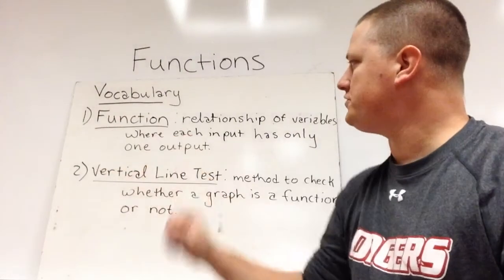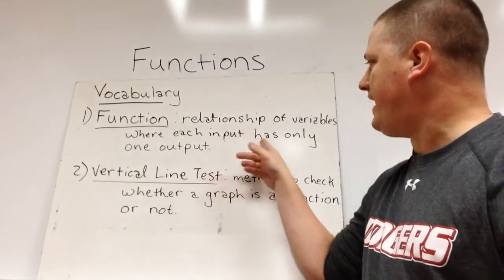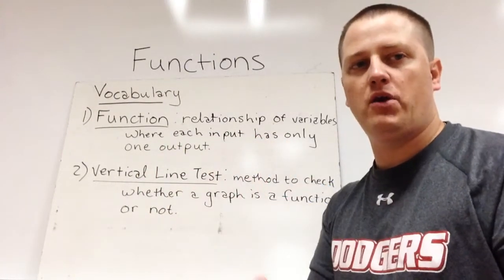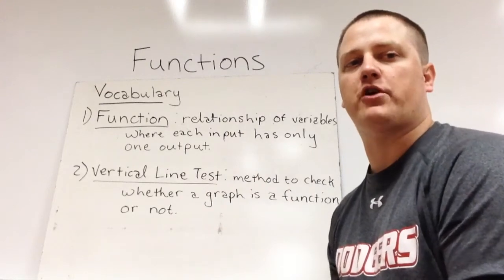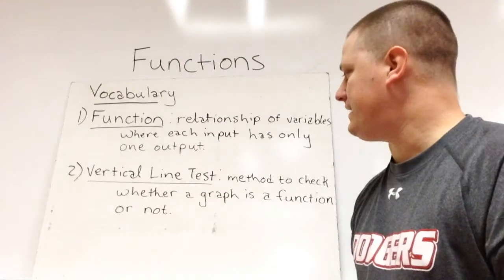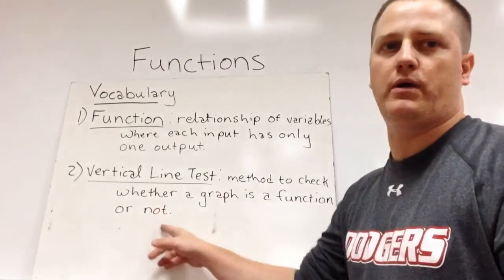Vocabulary: function, relationship of variables where each input has only one output. Basically, we put a number in, we're only going to get one answer from that input. Vertical line test, method to check whether a graph is a function or not.